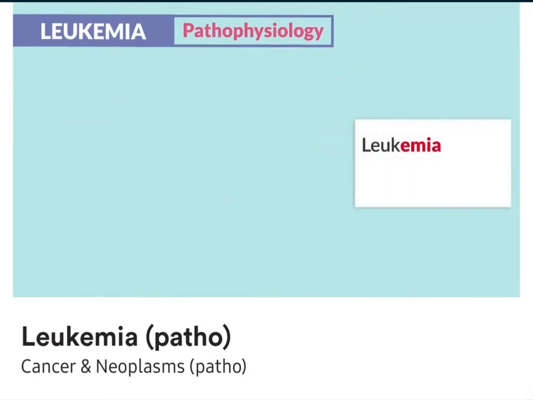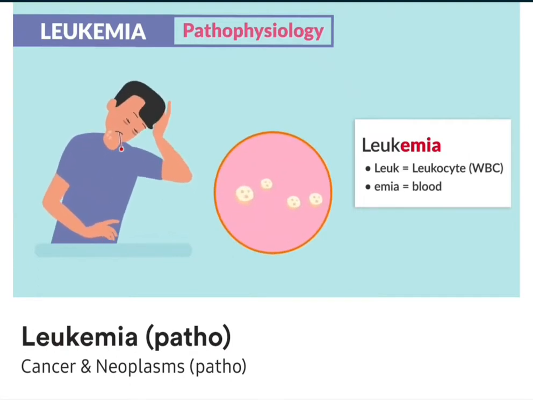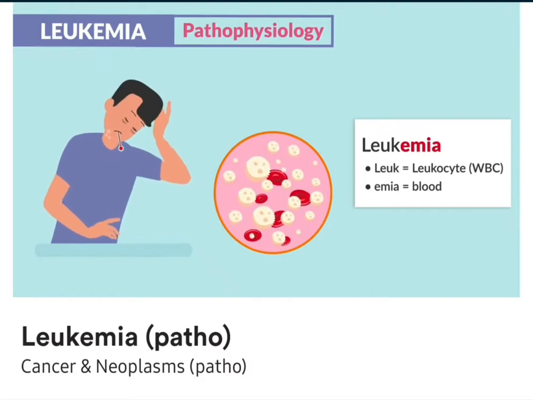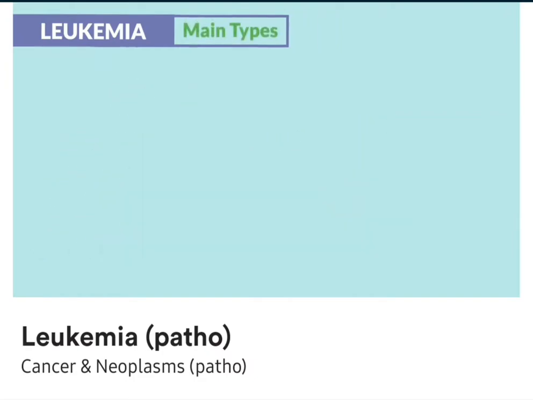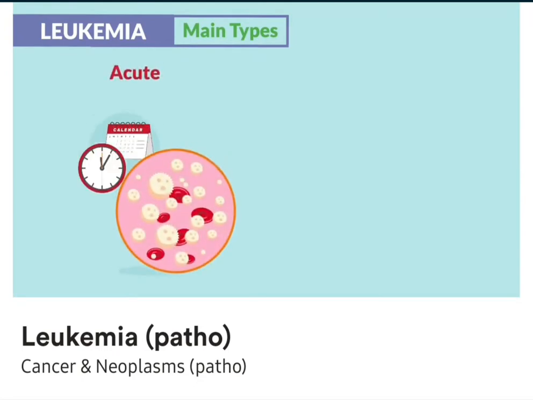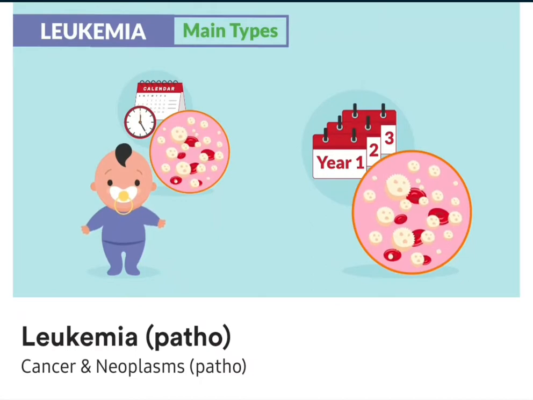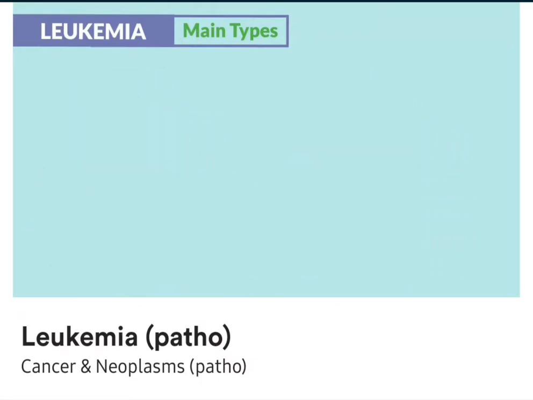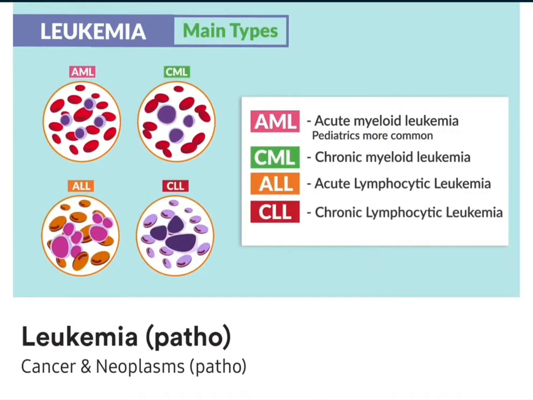So let the name help you here. Leukemia, just think leuc for leukocyte, that WBC, and emia for blood. Too many WBCs that crowd out the production of other blood cells. Now the main types of leukemia, we have acute and chronic. So acute is more common with pediatrics, and chronic is more common with older age. The four main types include AML, CML, ALL, and CLL.